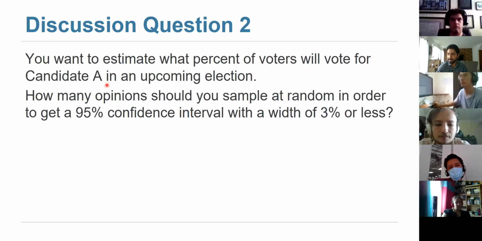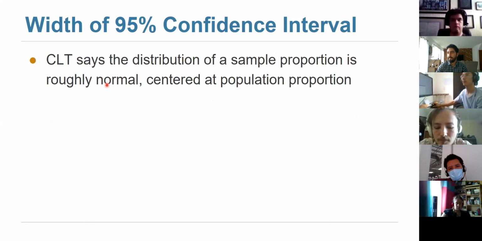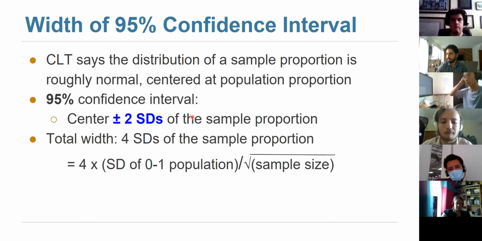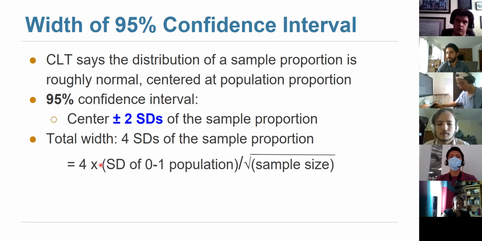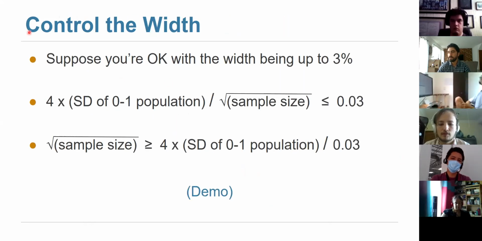So in order to answer these questions, this is the same thing that we saw. So we saw this, right? Total width is 4 times the standard deviation. That was missing from the first slide. So this is the equation that I have, right? I want 4 times my standard deviation divided by the square root of my sample size. The same equation, I just changed the place. So in order to control the width, suppose you're okay in that example with the width being 3%.